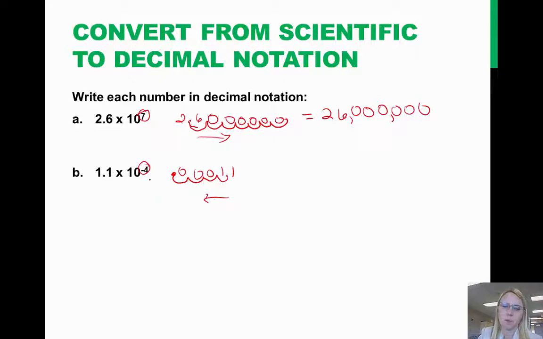Another way you can think about it when you have a negative exponent is you know that you're going to need a total of 4 zeros but a decimal after the first one. So notice I have 1, 2, 3, 4 zeros, and this is to the negative 4. So as long as I have a decimal between my first 2 zeros, then that would be correct. So if I write this out now, 0.00011.